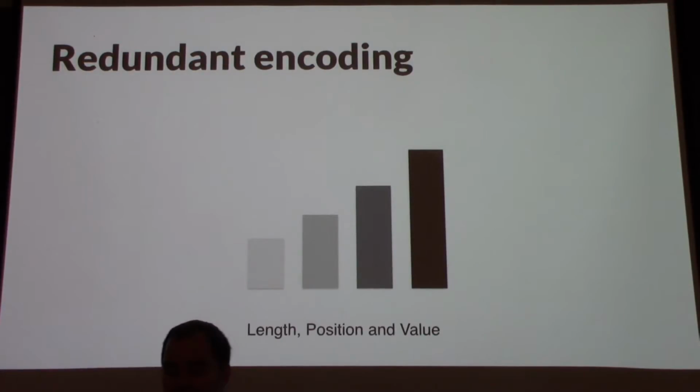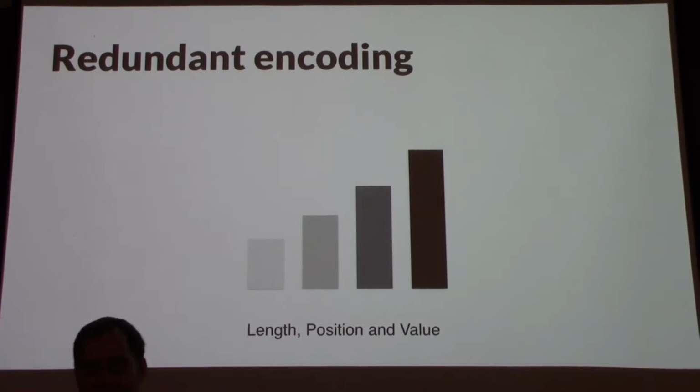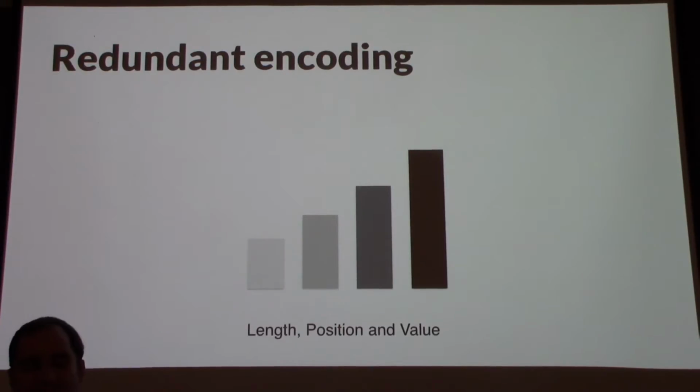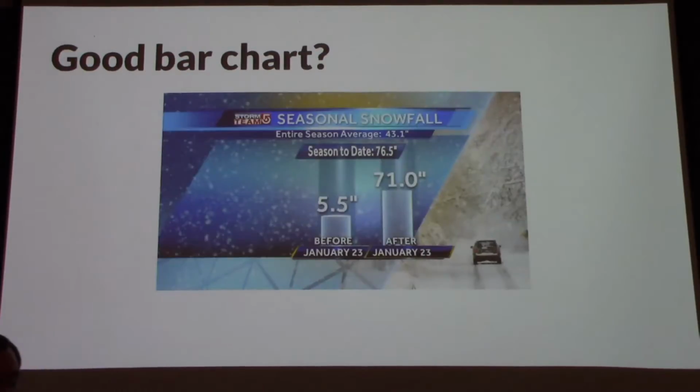You can also use redundant encoding. Here we're using length, position, and value. Length is obviously the length of the bars. Value is how bright or dark this is. But we also use position. Aligned bar charts use the size of objects, but they also use the position of the upper edge of the bars. This is also why aligned bar charts are so efficient, because they use position and length. Position itself is the strongest visual variable, and length is the second strongest.